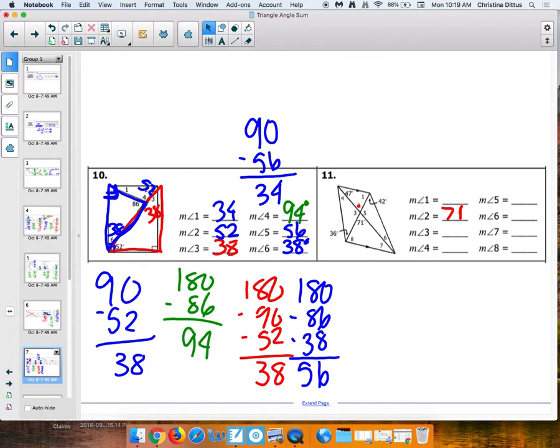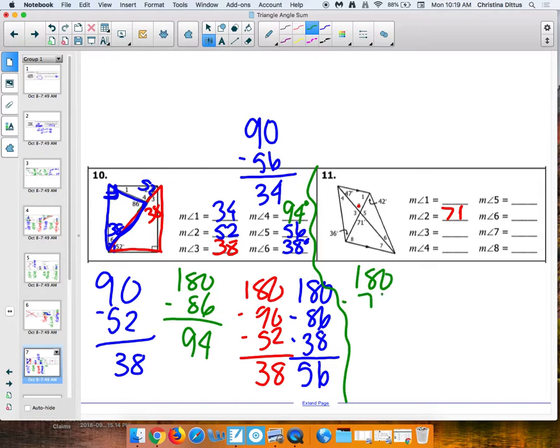What else is easy to find now? 1. How can I find 1? 180 minus 71 minus 47. Good. You got what? 62. 62 for angle 1.